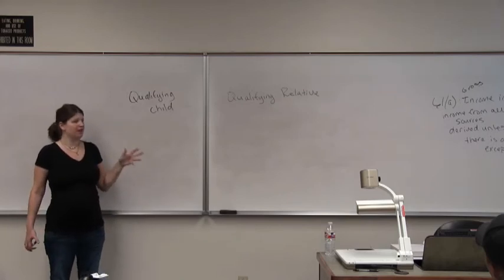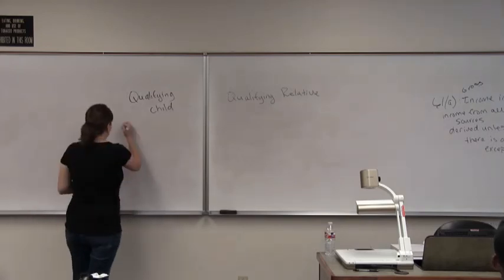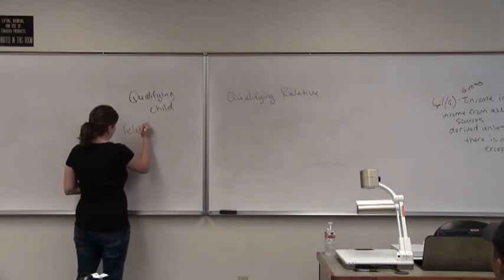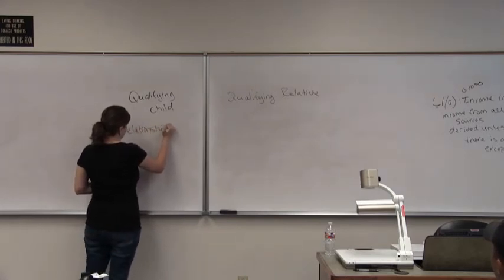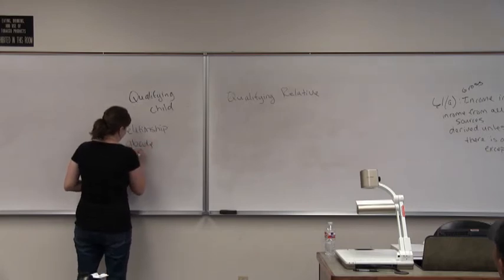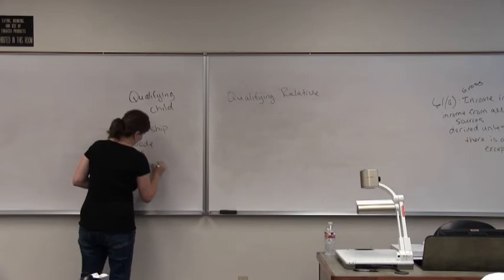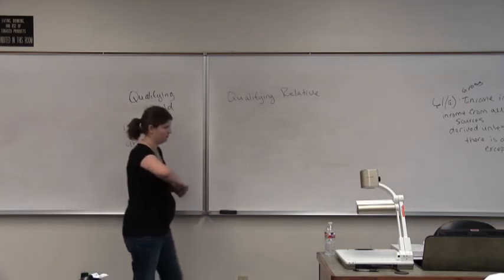These are the four different tests for qualifying child. We have relationship, we have abode, age, and support. All right.